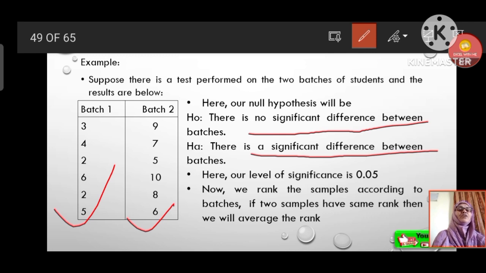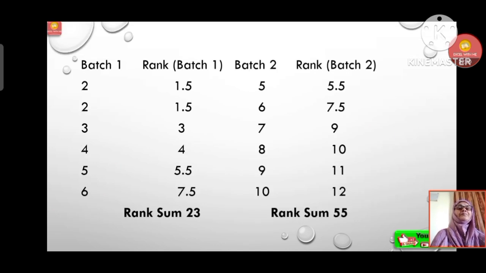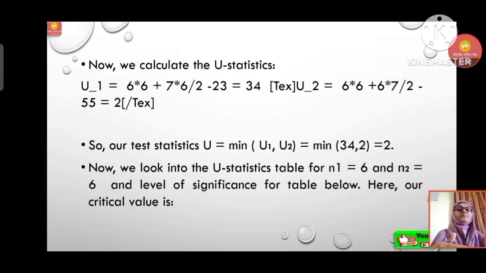Now we rank the samples according to batches. If two samples have the same rank, then we will take the average rank. This is batch 1, then the ranks of those batches. Batch 2, ranks of batch 2, rank sum 23, rank sum 55. Now we calculate the U statistic with the formula. So our test statistic U is equal to 2.